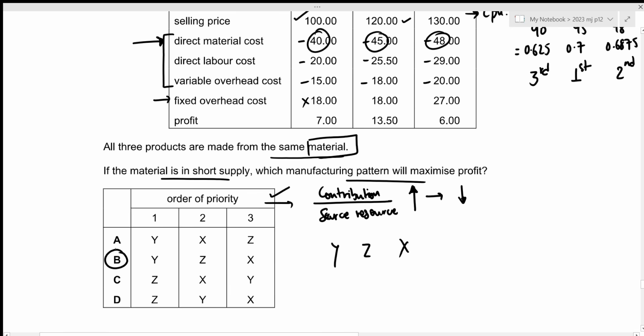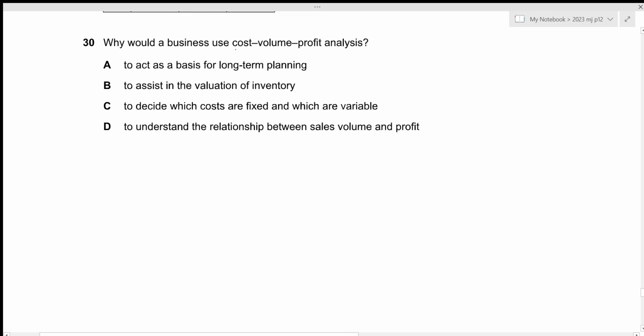Let's move towards the 30th question. Why would a business use cost, volume, profit analysis? So the first one is to act as a basis for long-term planning. This does not provide a basis for long-term planning. It is only used for short-term planning, so option A is incorrect.